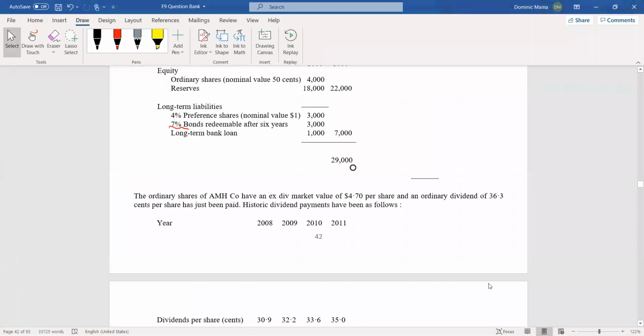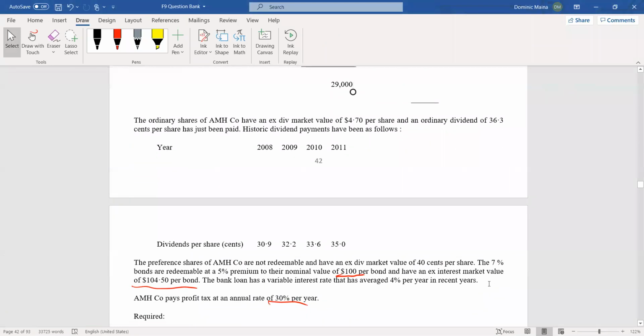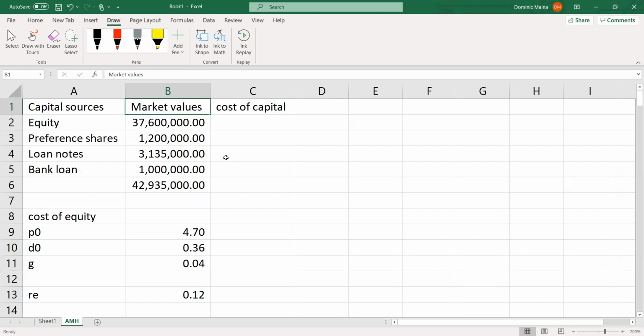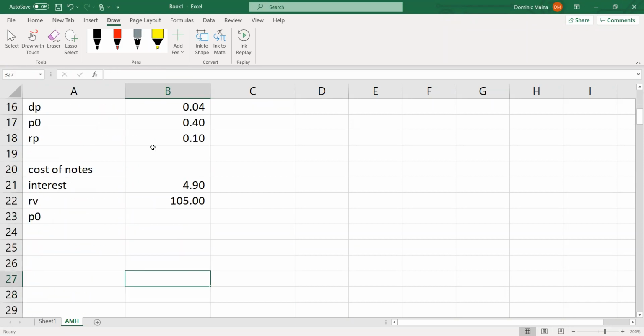The redemption value, as I mentioned, is mentioned here. They can be redeemed at a 5% premium, therefore at 105. So the redemption is at a 5% premium, which is 105. P naught, we have it already, the market value of the note, which was 104.5.